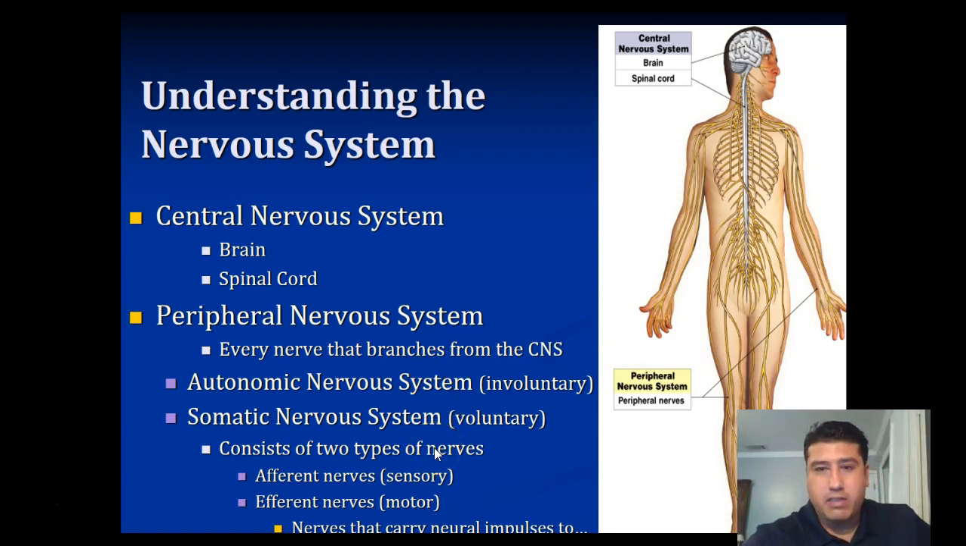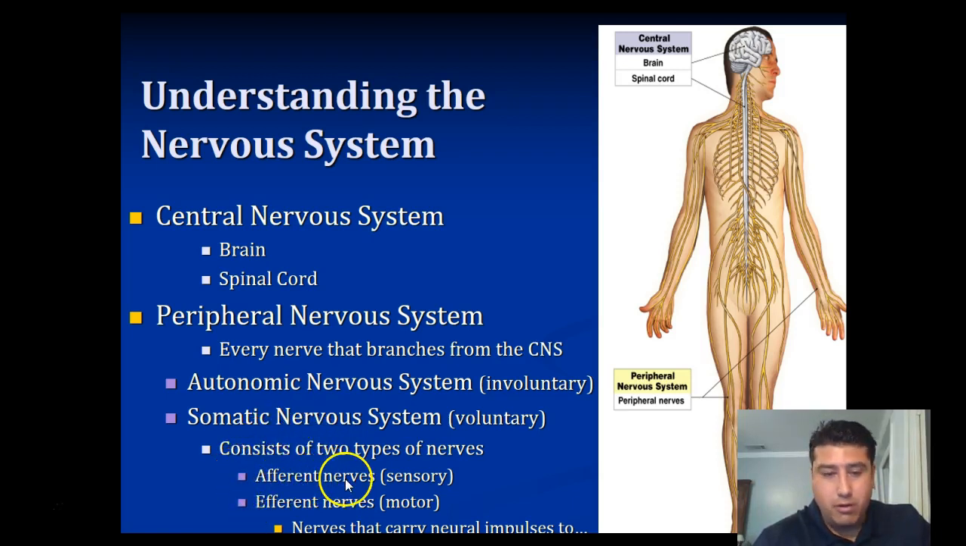Okay, so for this class, we're going to focus just on the somatic nervous system. When we start to look at this particular system, we start to understand why this course is named the way it is, motor development. The word motor is in reference to the particular nerves associated with the somatic nervous system. You have two types of nerves.